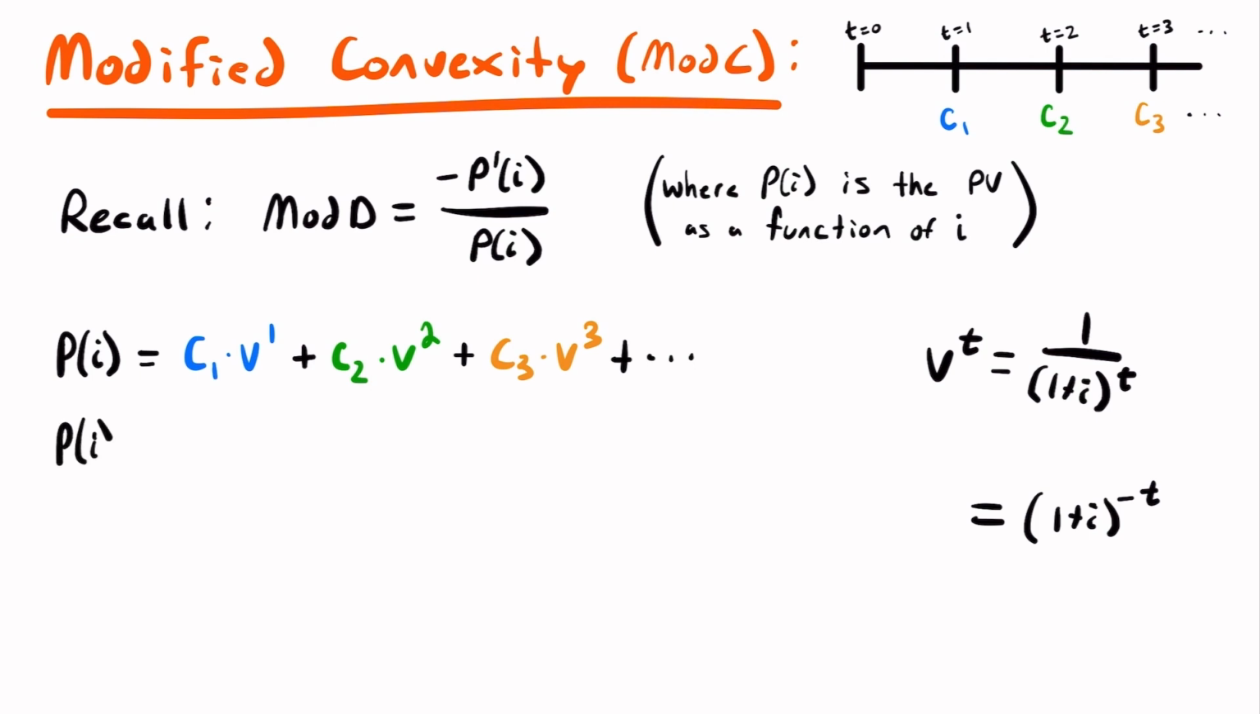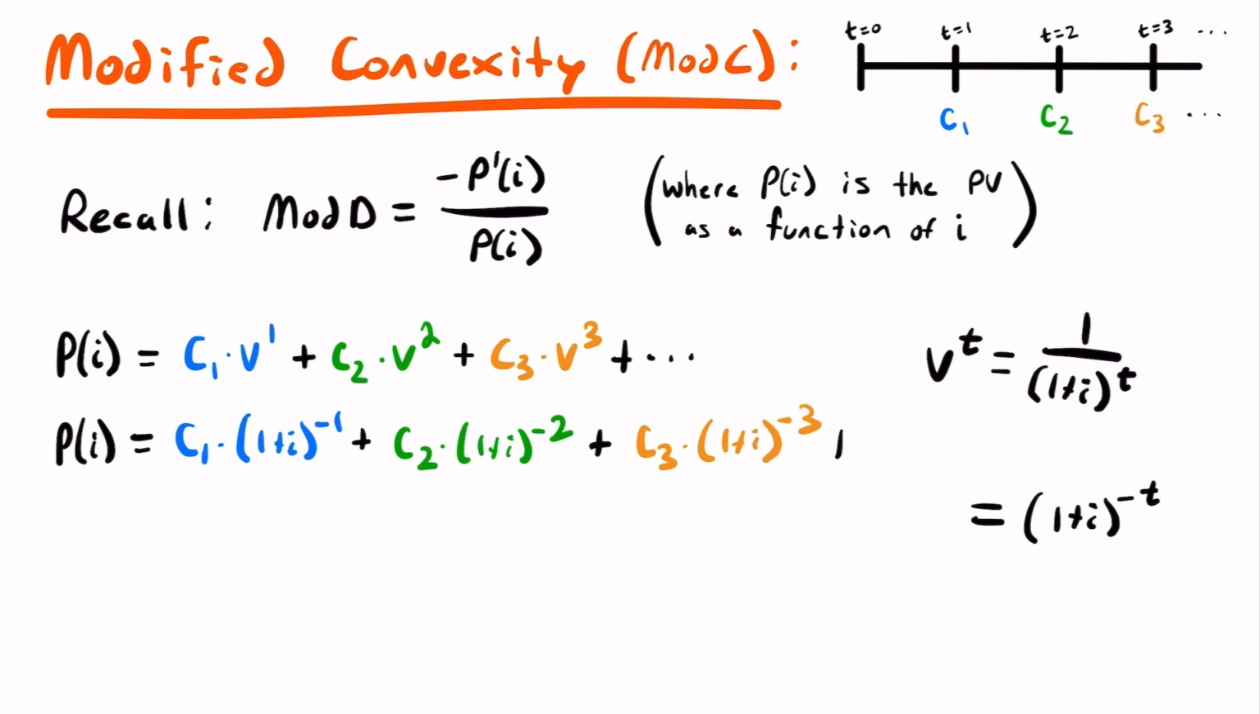We'll have that P of i is equal to c sub 1 times (1 plus i) to the power of negative 1 plus c sub 2 times (1 plus i) to the power of negative 2 plus c sub 3 times (1 plus i) to the power of negative 3, and we can continue on from there. All right, so this is usually what we're looking at when we talk about the present value function P of i. We have each cash flow multiplied by their present value factors, where those present value factors are expressed in terms of i explicitly. We have P of i is equal to a function in terms of i.